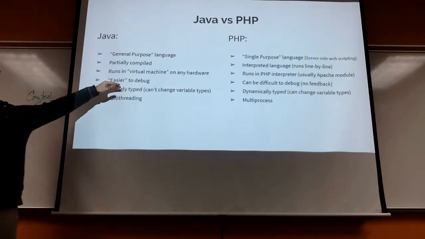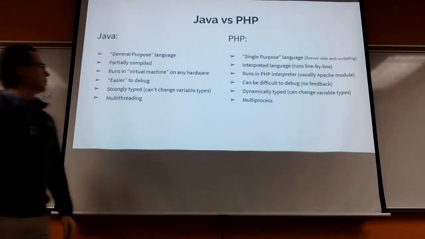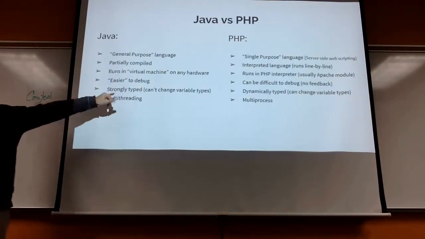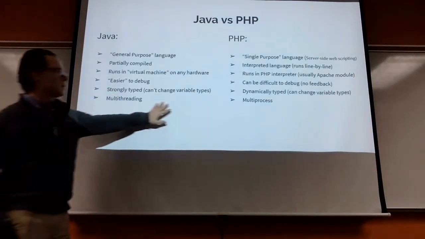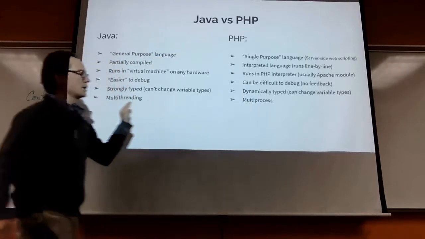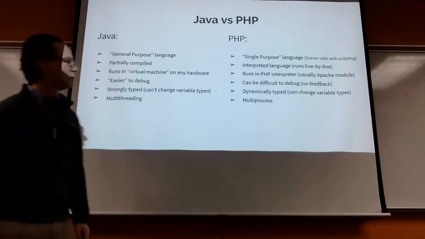It's easier to debug than PHP. PHP is kind of a pain, although there are much better tools than there used to be. And as you know, you can't change variable types. One big difference is multiprocessing versus multi-threading. And do you guys have to take an architecture course? Have you already, or operating systems? That should cover it.